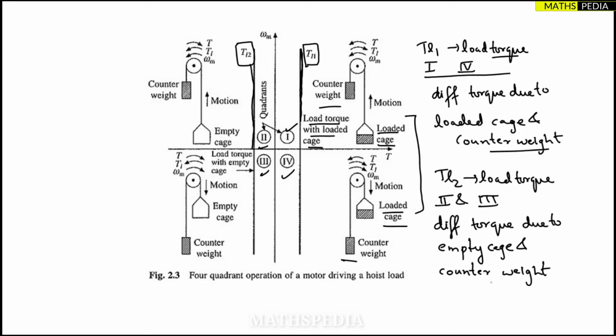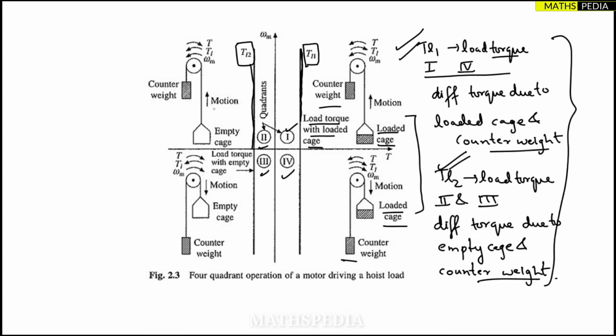All these notes will be given in the description. You can just go through that. I'm just explaining the part, so when you see the notes, you will have a clear idea about what is happening in these quadrants. Now here I have explained about TL1 and TL2. Okay, this much you remember. Let us go for the next thing.